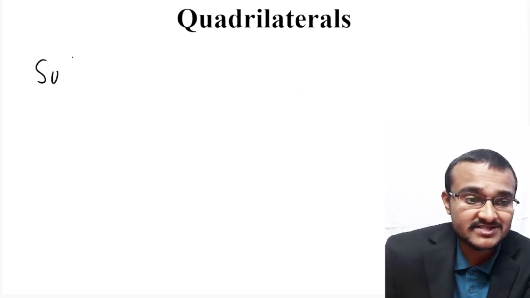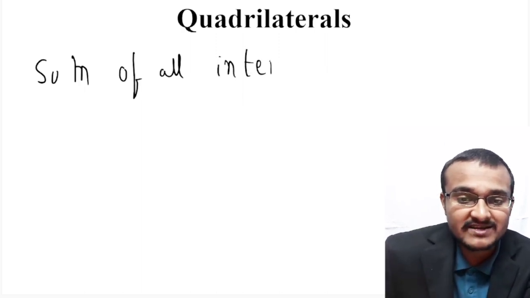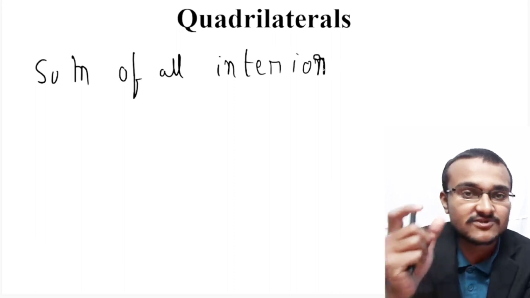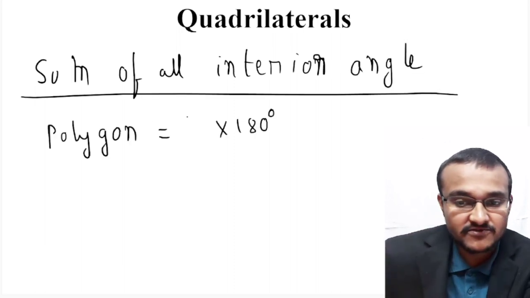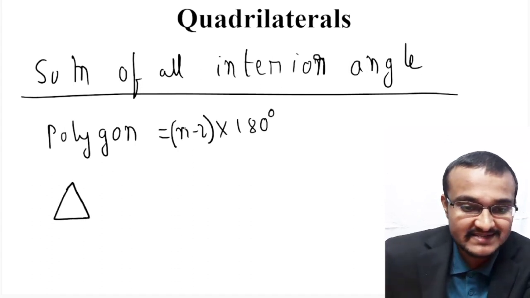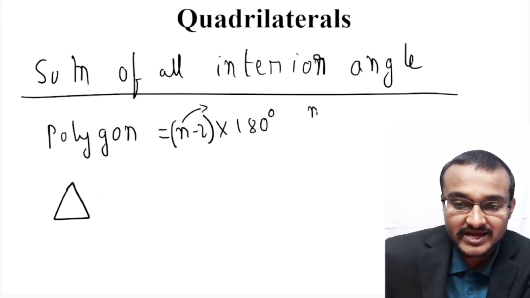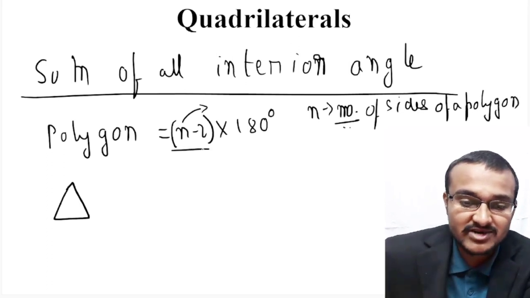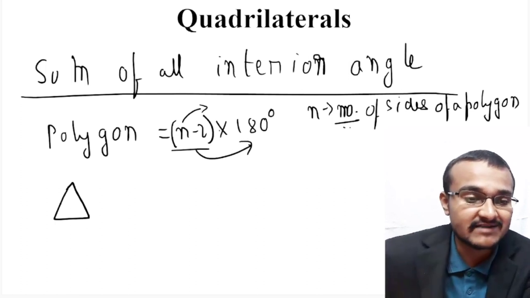Now let us discuss the sum of all interior angles. The sum of all exterior angles was 360 degrees, but the sum of all interior angles of a polygon will not be the same for every polygon. It will always vary based on the number of sides of that polygon. The sum of all interior angles of a polygon will always be equal to (n minus 2) times 180 degrees. Here n is the number of sides of the polygon. You should subtract 2 from it, and multiply that with 180 degrees. Then you will get the sum of the interior angles of that polygon.